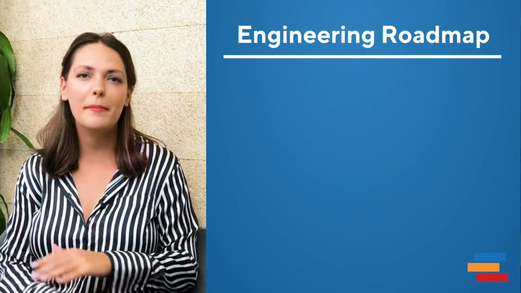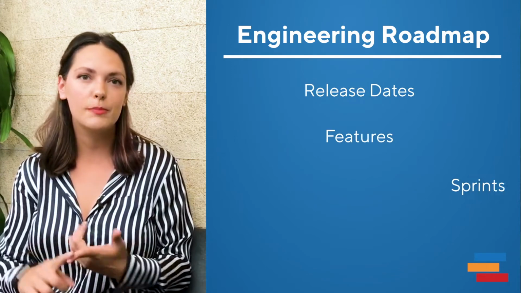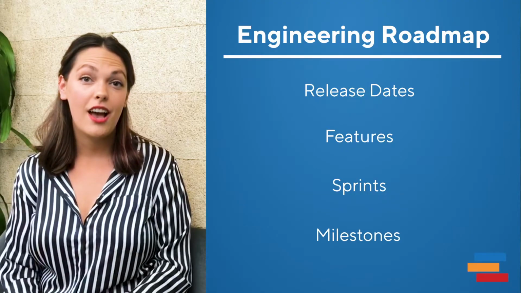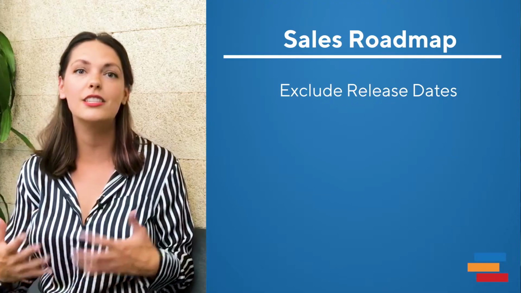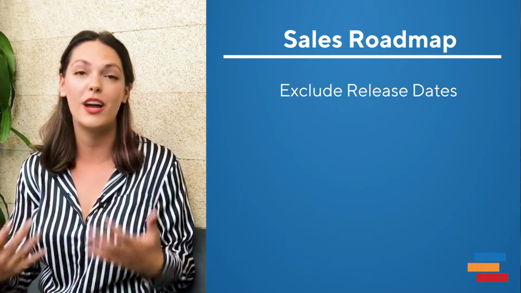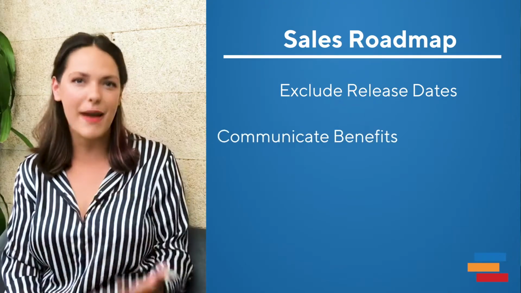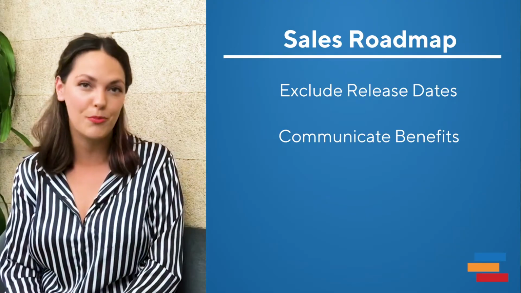Engineering roadmaps are much more granular in scope. You want to be as transparent as possible on the engineering roadmap, so it includes things like release dates, features, sprints, and milestones. On your sales roadmap, you actually want to exclude release dates. That's because this is the roadmap that the sales team uses with prospects where they communicate the benefits of what's coming down the pipeline with your product.